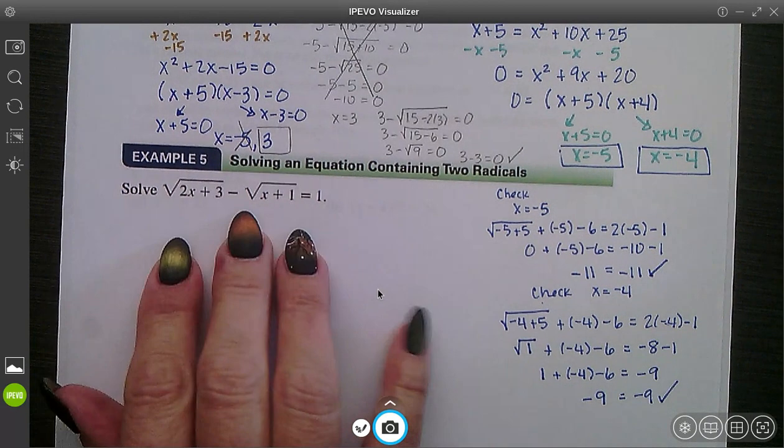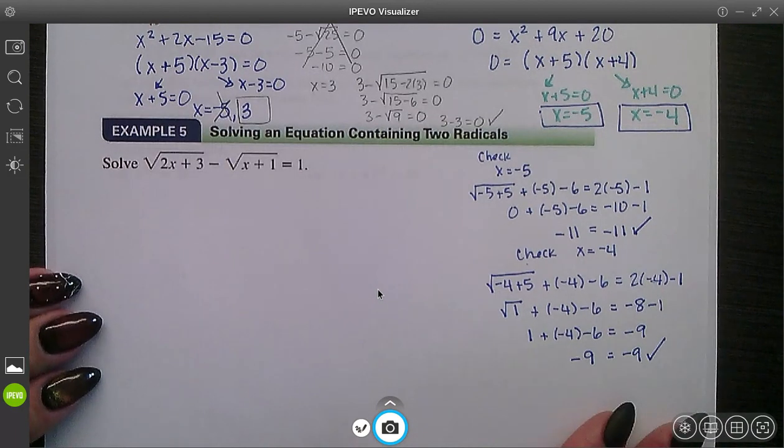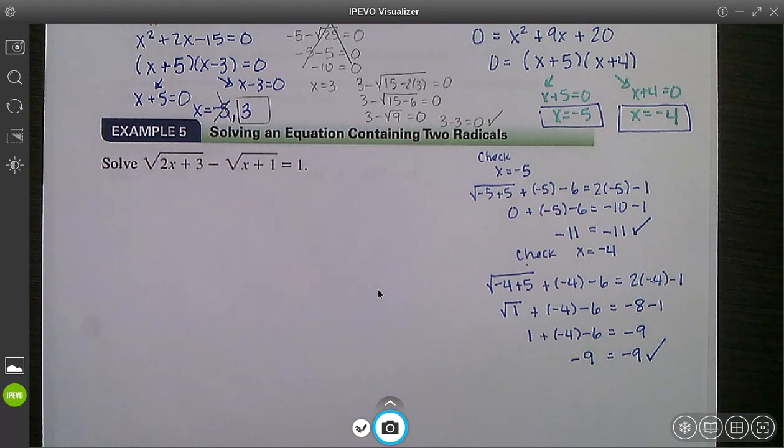Now this guy. This guy is just kind of monstrous. So we're really hoping that we don't have to do a whole lot of these questions on our homework because they just take a long time and there's a lot of room for mistakes. So we have to start by isolating a radical. There are two radicals, so we're going to have to do this one twice.